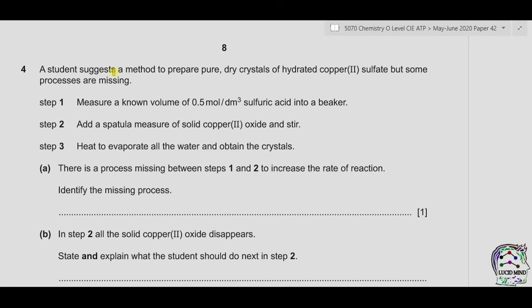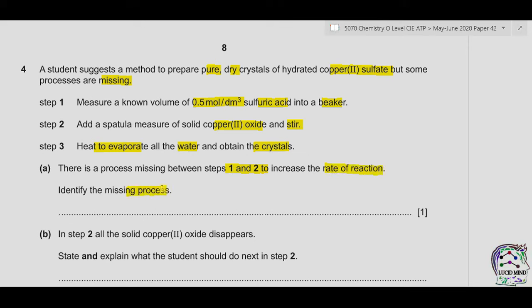Question 4. A student suggests a method to prepare pure dry crystals of hydrated copper 2 sulfate, but some processes are missing. In step 1, he measures a known volume of 0.5 mole per decimeter cube sulfuric acid into a beaker. Then in step 2, he adds a spatula measure of solid copper 2 oxide and stirs. In step 3, heat to evaporate all the water and obtain the crystals. There is a process missing between steps 1 and 2 to increase the rate of reaction.